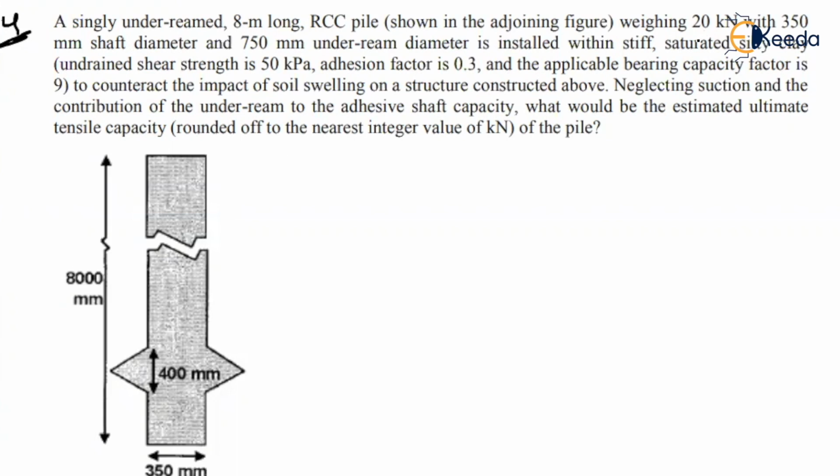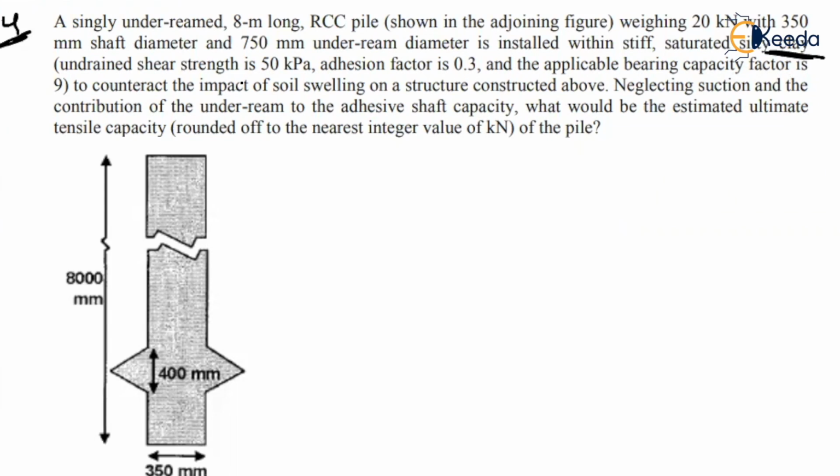weighing 20 kilonewtons. So the weight of the pile is given, 350 mm diameter and also 750 mm under-ream diameter. It is installed within stiff saturated silty clay. They have given that it is a clay material. 100 shear, that means indirectly they have given cohesion as 50 kilopascal. Adhesion factor 0.3.